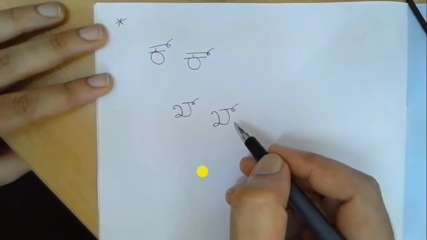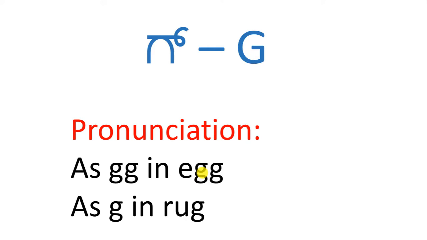It is difficult for me to pronounce it also. So do not worry if you are not able to pronounce it properly. Okay, so that is the second root consonant. The third one is g.